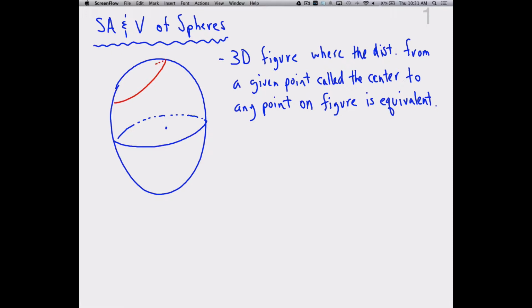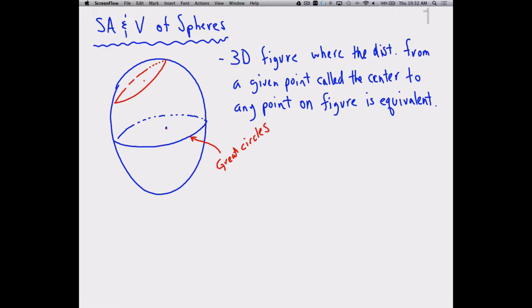If I slice this edge up here at an angle like that, we're still going to get a circle. So again, no matter how you slice it, it's going to be a circle. But those circles will be of different size. They're all going to be the same shape. That shape is a circle. The ones that pass through the center of the sphere are called great circles. Great circles are cross sections that pass through the center of the sphere.